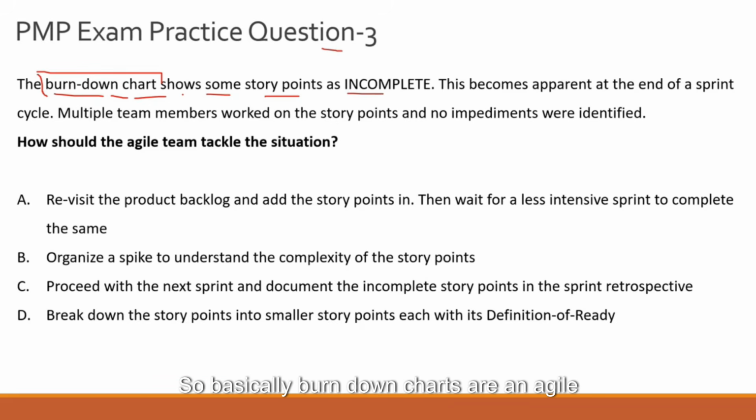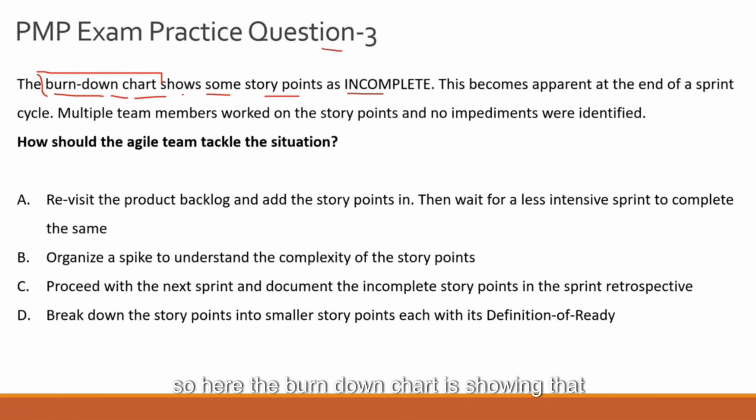Okay, so basically burn down charts are an Agile tool which gives you a progress report in terms of the way you are progressing through an Agile sprint or an Agile iteration. It has a number of story points, and as you complete the story points, your chart burns down in terms of the story points that are remaining to be completed. It is basically a schedule tracking tool where your scope is your story points and your schedule is how many story points are left to complete. Okay, so that is basically a burn down chart.